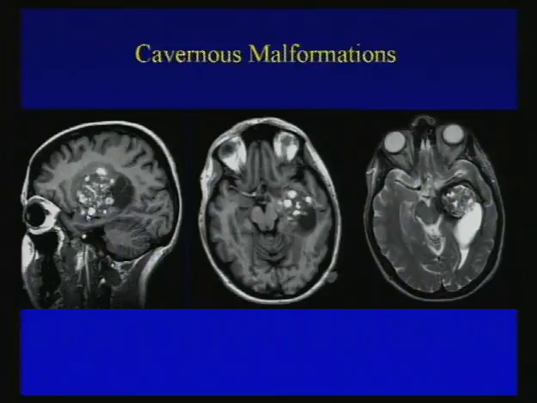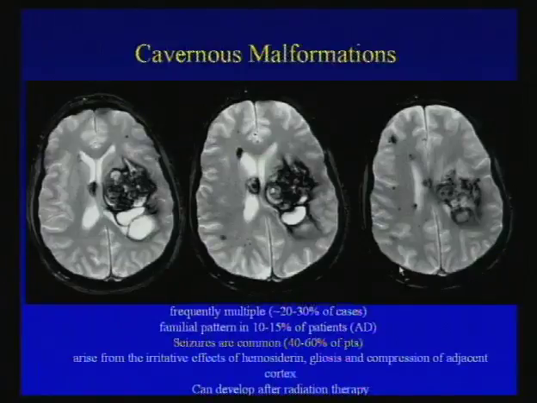Here we see the typical mulberry type of configuration, areas of high signal intensity on the T1 weighted images, representing subacute blood products. And on the T2 weighted images, we see a circumferential rim of low signal, evidence of hemosiderin. This one has a very large cyst associated with it. There's a lot of compression of the brain.